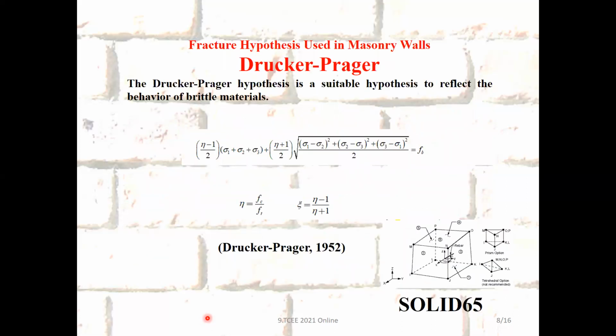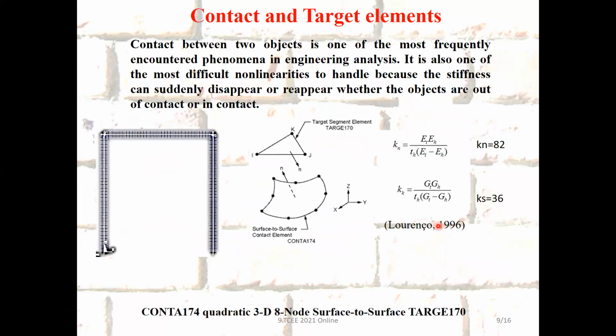The Drucker-Prager failure surface can be represented by this formula. The sigma values are the principal stresses, and these values represent the compression strength and the tensile strength of structures. And in this study, for the finite element analysis, the Solid65 element is used, and this is really a good element for brick or concrete structures.